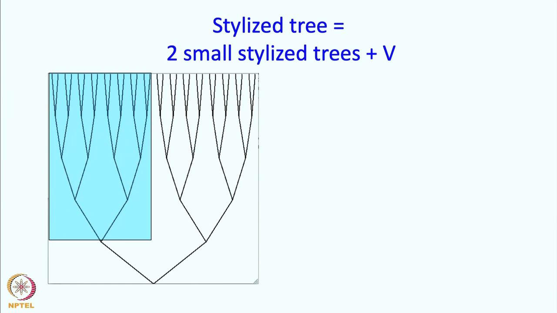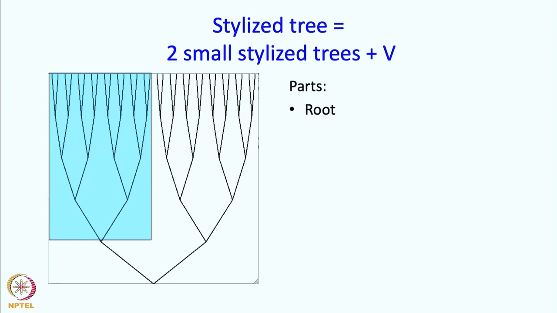Okay? So this big tree is really made up of two small trees, and I am calling this a stylized tree because some of you might think that this does not look like a tree. So this part, covered with this blue rectangle, is a small stylized tree, and on this side we have another small stylized tree, and together they make up a big stylized tree. But of course they have to have this bottom portion which I am calling a V over here. So there is a V, and then two small stylized trees which make up this big stylized tree.